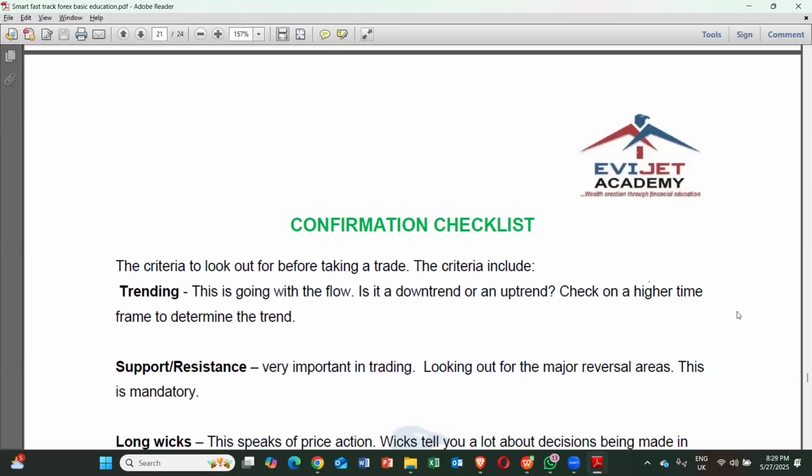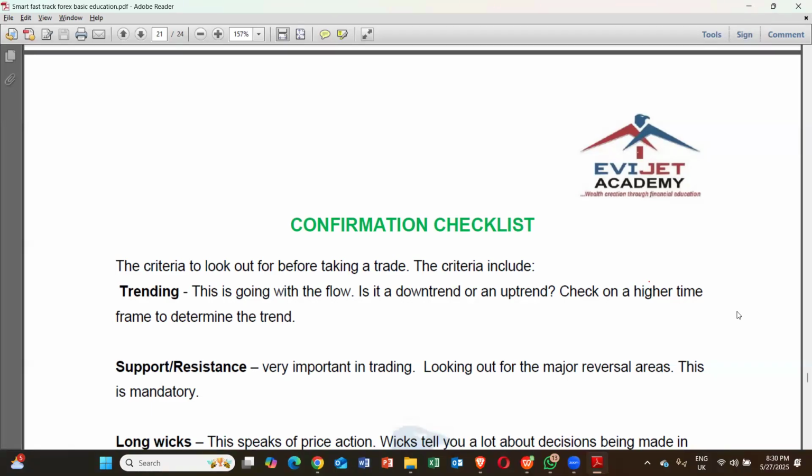So the criteria to look out for before taking a trade include number 1, trending. Now you can see how all of these things encompass each other. Talking about analysis, you hear support and resistance. Now you hear trending. Now we have come to confirmation checklist. You're also hearing it again.